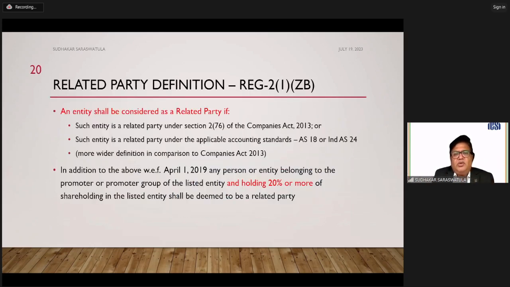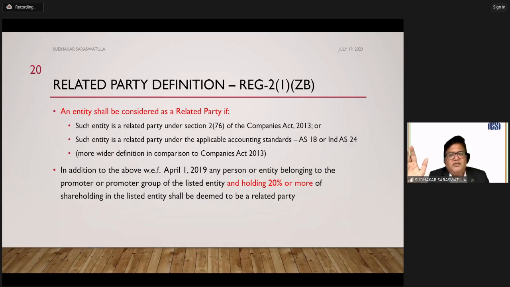Now let us come to Regulation 2(1)(zb). In simple language, the listing regulations say that any related party defined under section 2, subsection 76 of the Companies Act 2013, and if such entity is also a related party under the accounting standards like AS 18 and Ind AS 24, earlier these were the definition of related parties. That means over and above the Companies Act definition, if the related party is covered under the accounting standards, those are related parties as far as the listing regulations are concerned.